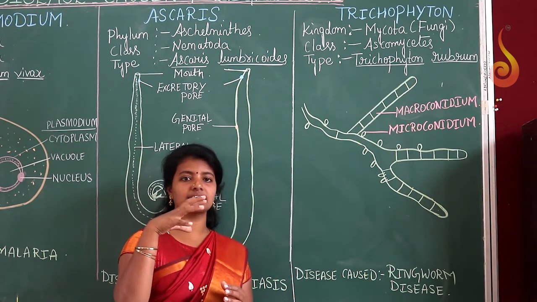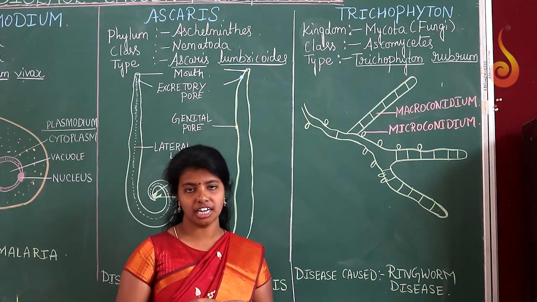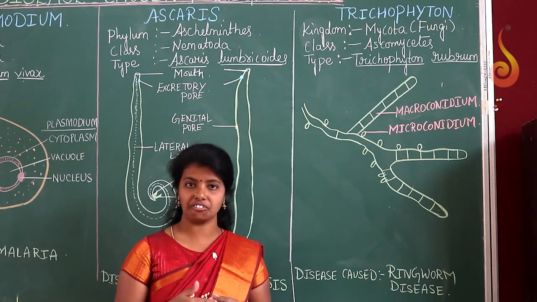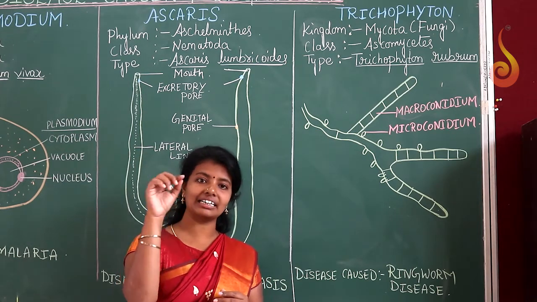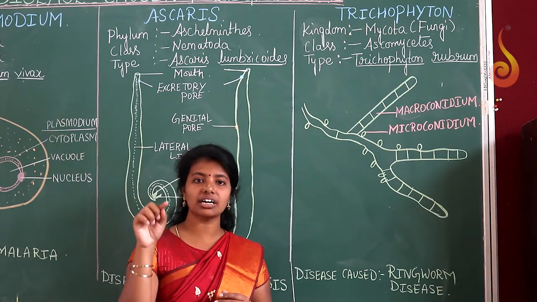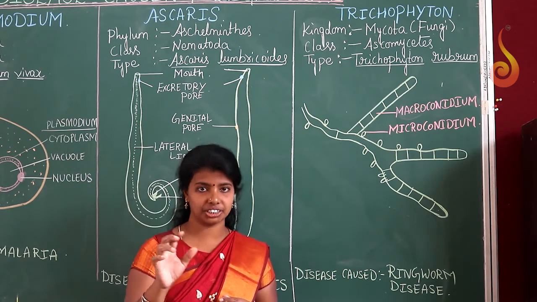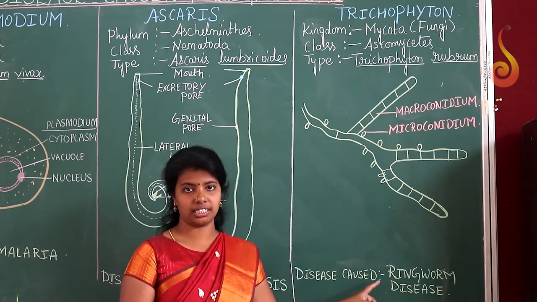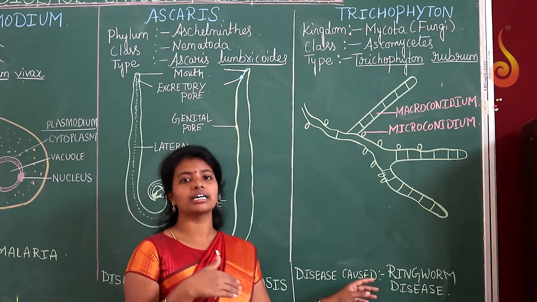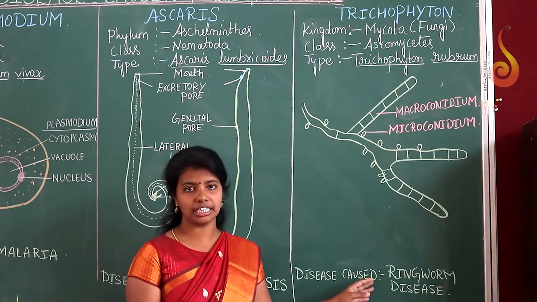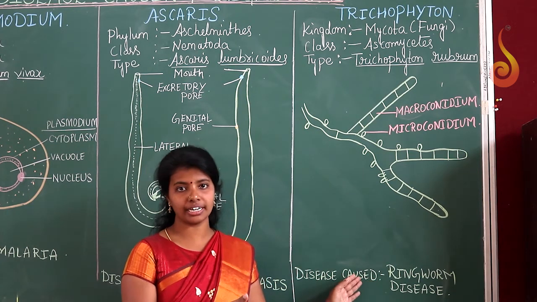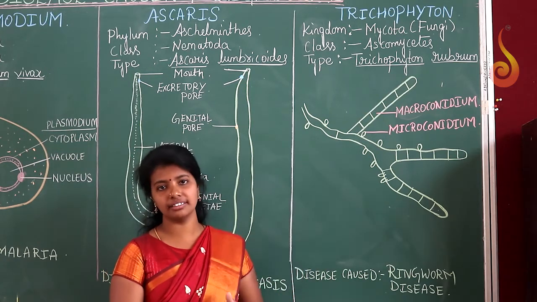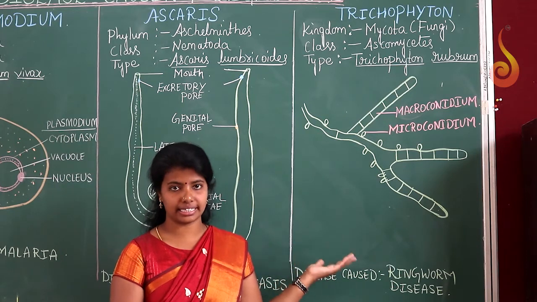And once we see the symptoms of this infection, there will be intense itching in the region of infection, and there will be a ring. The ring is surrounded by fluid-filled lesions, and hence we call the disease ringworm disease. So this disease, as I mentioned earlier, is basically caused due to the growth of the fungus Trichophyton rubrum. And since it infects the skin, it's called an ectoparasite.